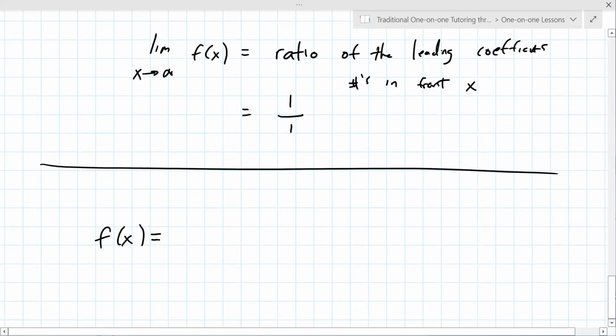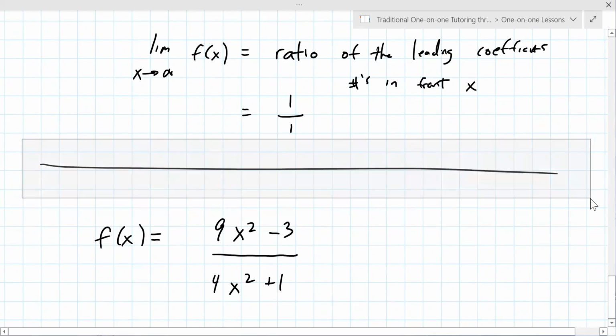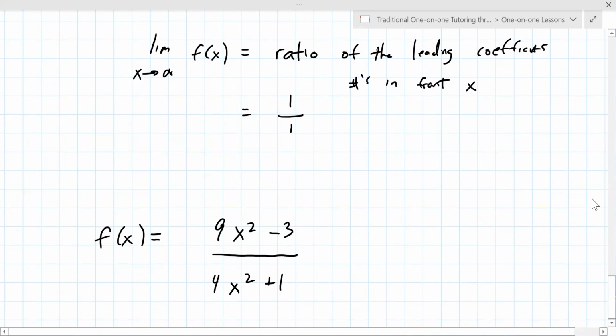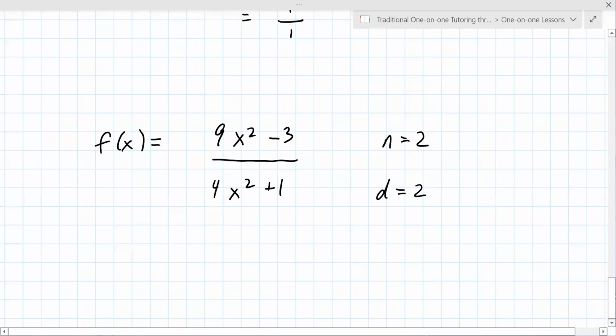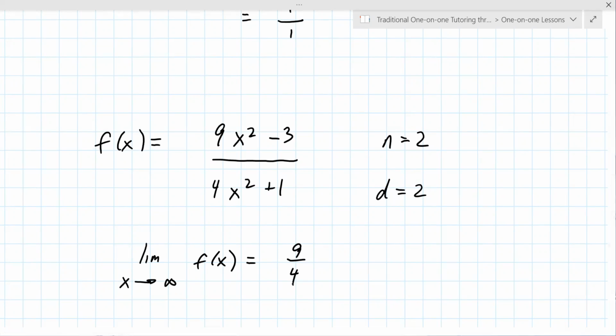Okay, let's give you a better example. Let's say it's something like 9x squared minus 3 over 4x squared plus 1. So this is another example. The degree of the numerator is 2. The degree of the denominator is 2. They are the same. If they are the same, it becomes the ratio of the leading coefficients. In this case, it's 9 over 4. And you can write it as a decimal if you want.